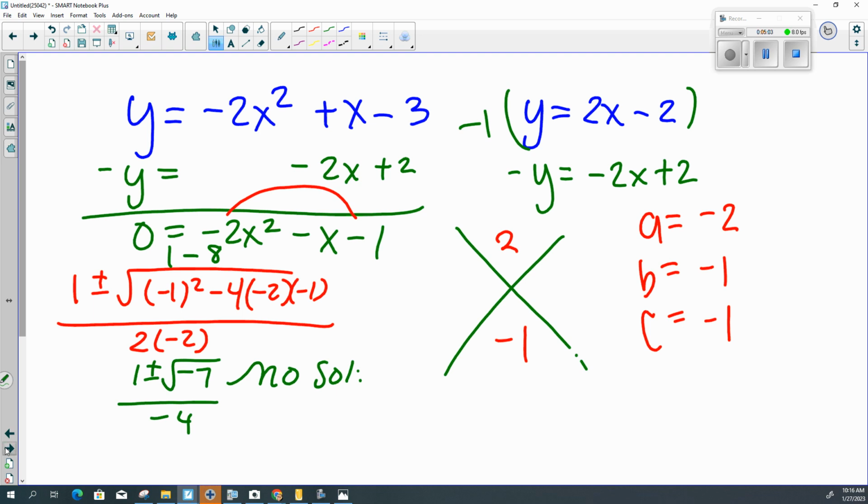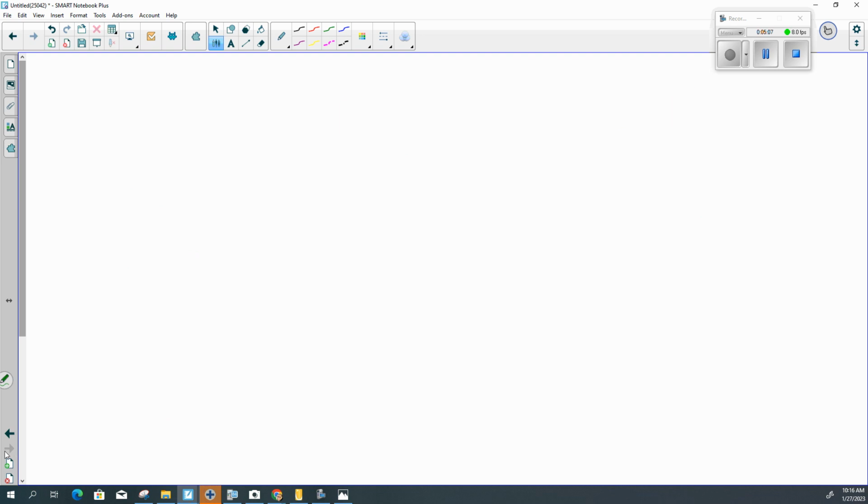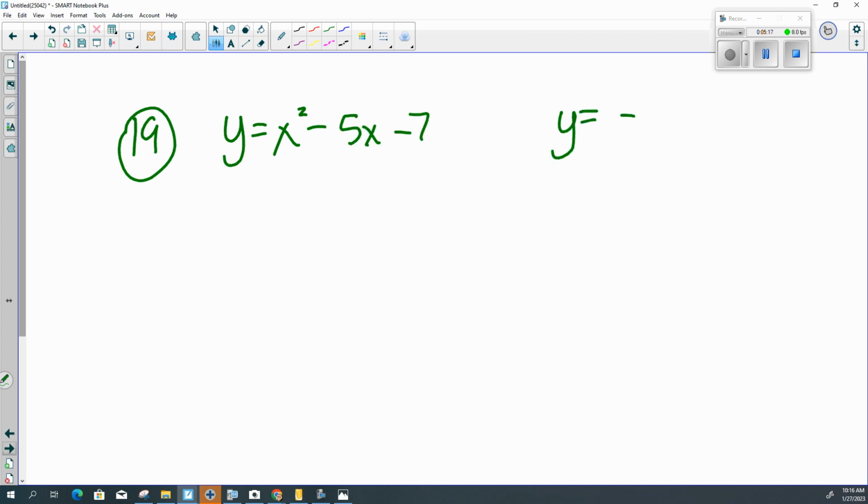19 has a solution. Should we go through that one? Yeah, no, you're like, I want to see one that actually works. Is it negative 5x? I can't tell if I distributed it already.